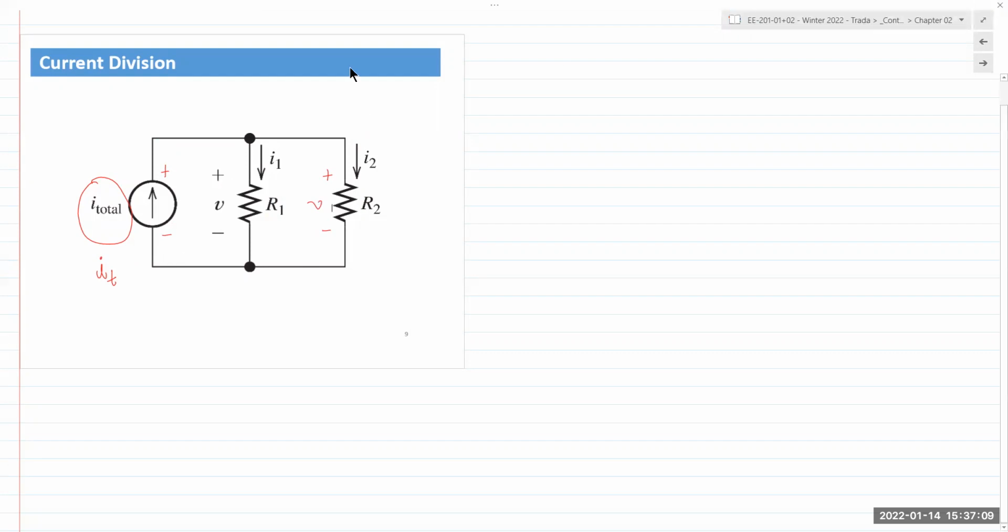Now, there's a small derivation. The derivation simply states that we find the total voltage V first, and V would be given by I total times Req. Right? Now, Req is the total equivalent resistance of the entire network. Whether that network has two resistors in parallel or 2000 does not really matter. It's the total equivalent resistance of the parallel resistors.